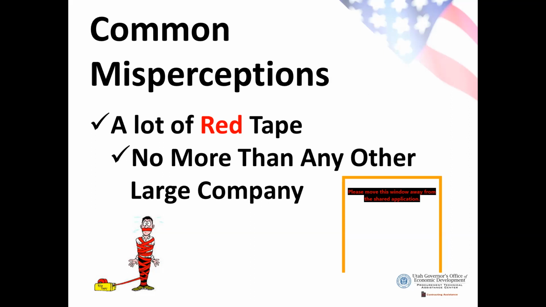And a common misperception. So I have an angle on this that's personal. One common misperception is there's a lot of red tape, and my observation and my personal experience was there's no more red tape in working a government contract than working with any other large company. If you've ever done a subcontract for a large company, whether you're supplying products or providing a service, they're going to have a contract for you, and they're going to have rules and regulations that you have to follow.